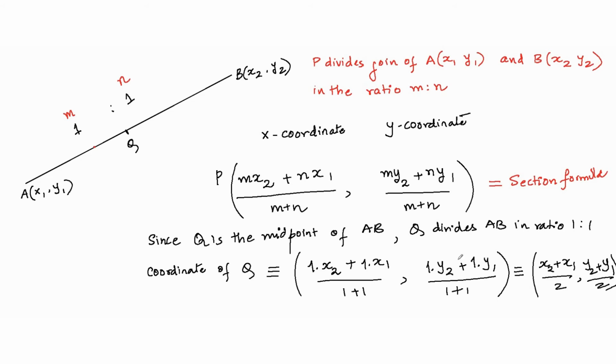Therefore, the midpoint formula helps us find the coordinates of the midpoint. The coordinate of the midpoint is basically going to be the average of the two coordinates. So the average of the x coordinates of A and B gives me the x coordinate of Q, and the average of the y coordinates of A and B gives me the y coordinate of the point Q. This particular formula is called the midpoint formula because it helps us find the coordinates of the midpoint. So I will pause for a minute, take a look at how we derive the midpoint formula and also try to understand the pattern that you see in the section formula.